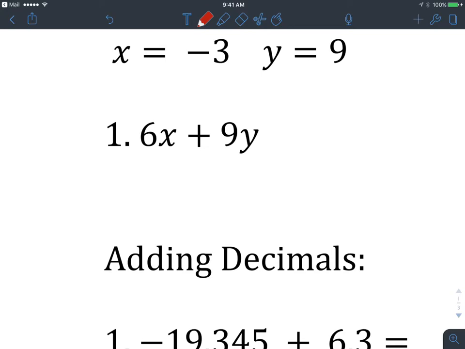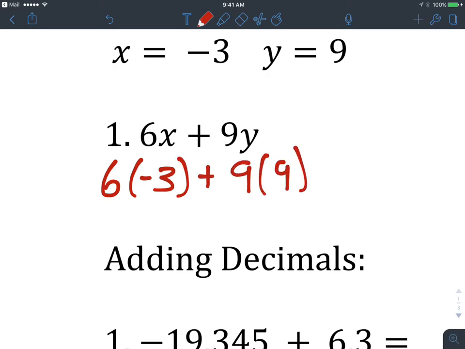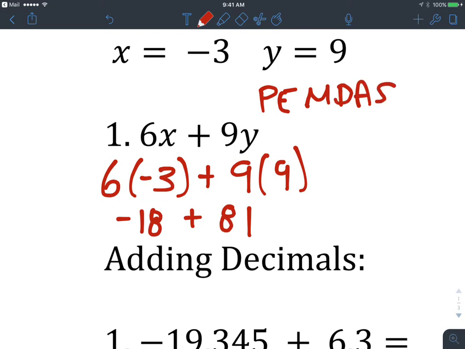Now, 6x, if we were to substitute in for x, we'd have x is equal to -3, plus 9y, and y is equal to 9. So 6x is the same thing as 6 times -3 because x is equal to -3. And then 9y is the same thing as 9 times 9 because y is equal to 9. So 6 times -3, that would be -18, plus 9 times 9, which is 81. So I have to do those multiplications before I start any addition because of PEMDAS.